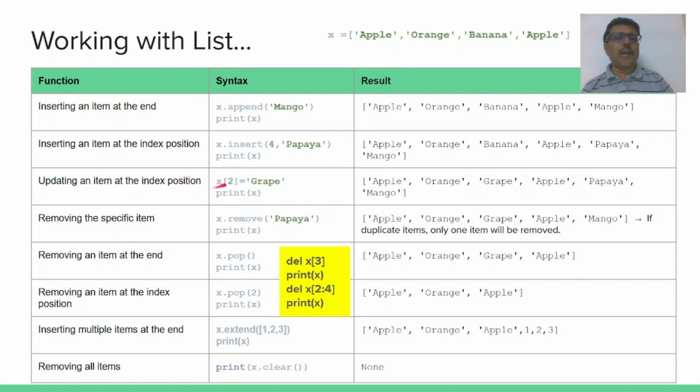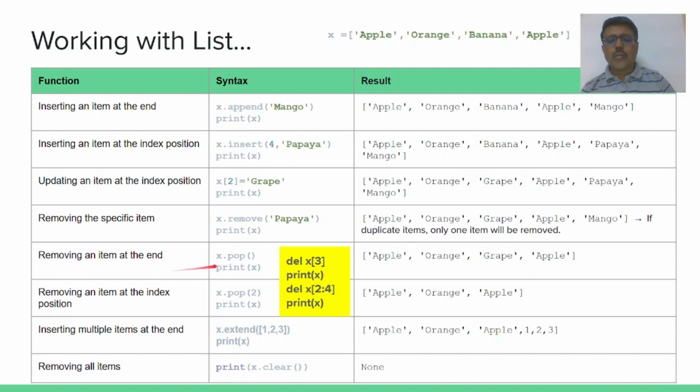Now, updating. I can update a particular existing item. Suppose instead of orange I just want to change it to grape, so I should be able to do that. Are you getting it? And suppose a particular item is available, for example we added a papaya, and I want to remove that, that means remove. Hope you understand what I'm explaining here.